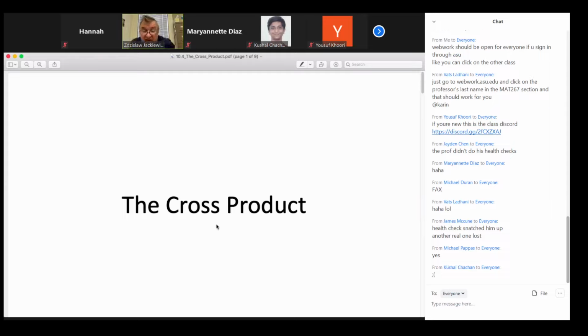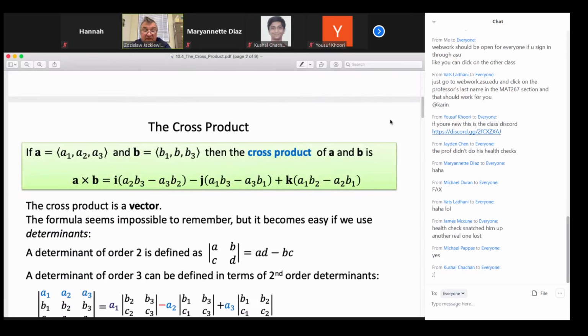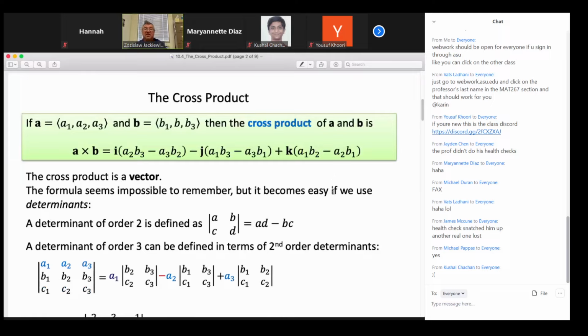So this is section 10.4, and it's called the cross product. Now, there's a definition here, which is somewhat artificial. You have two vectors, a1, a2, a3, and b1, b2, b3. It should be b2 here. The 2 is missing here, as you see. That's a misprint.